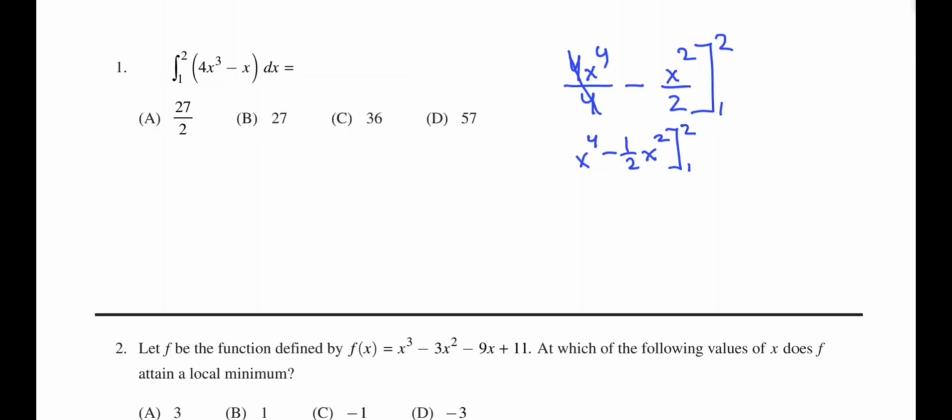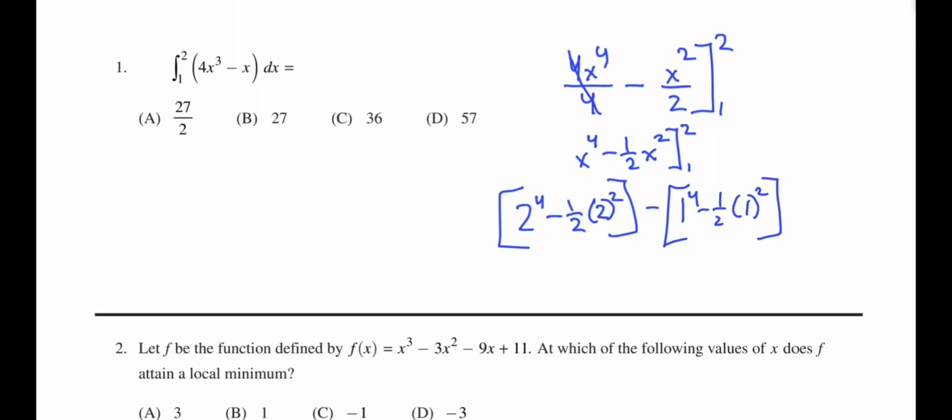All right, so this would be the fundamental theorem of calculus, where we plug in the top bound of 2 first, and then we take away what we get if we plug in 1 for the function. So we have 2 to the fourth power minus 1/2 of 2 squared. That would be f of b minus f of a, which is the lower bound. That's 1 to the fourth power minus 1/2 of 1 squared.